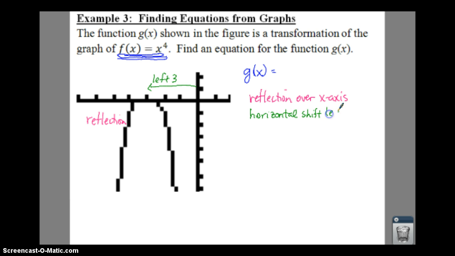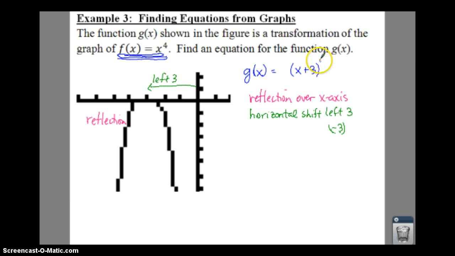And since we are going left, usually that means a negative 3, right? But what we're going to have inside our parentheses is we're not going to have a negative 3, we're going to have an x plus 3. You always have to think the opposite of whatever you're given.